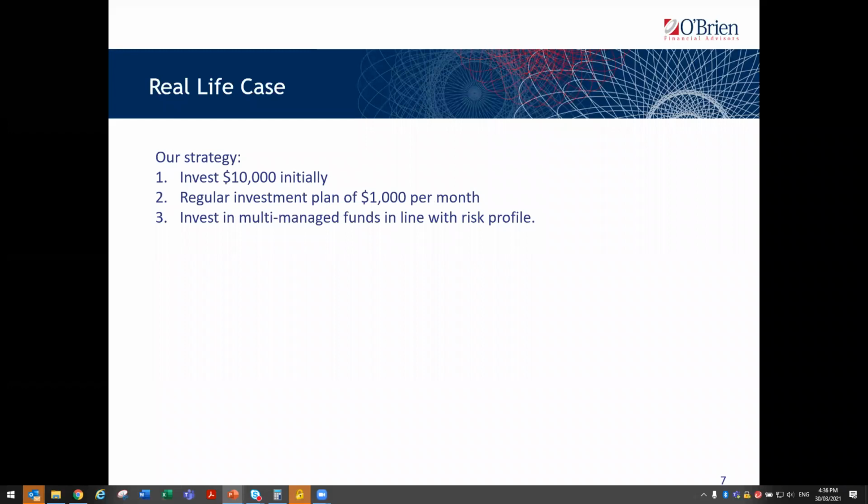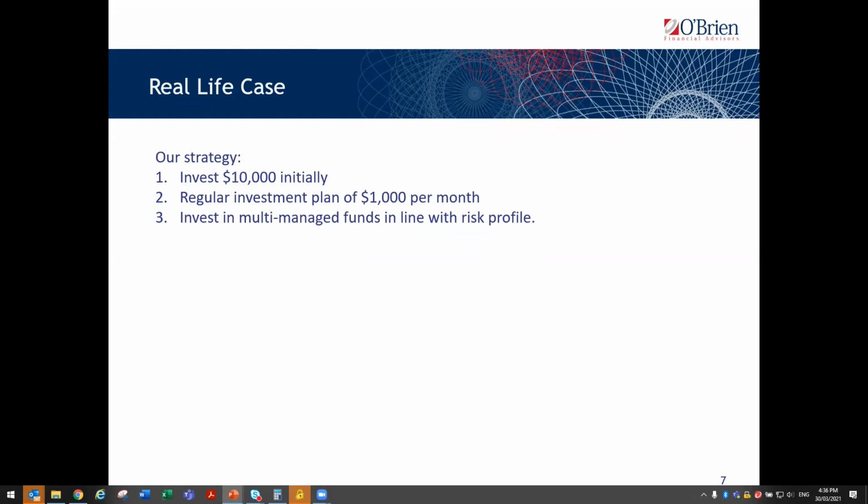What we did was invest $10,000 initially, and then with cash flow modeling and assistance with budgeting, I identified that he was able to save $1,000 a month. We invested them in multi-managed funds, in line with risk profiling. With investment preferences, we decided on multi-managed funds because he explained that he preferred a simple investment approach, where he wants to set aside funds and not look at it.